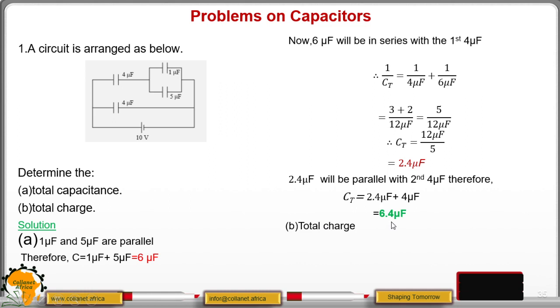Then after getting the total capacitance, we now need to get the total charge. And the charge is always given by CT multiplied by V. Our C is 6.4 times 10 to the power negative 6 farads. Then our V is 10 volts. You multiply and get 6.4 times 10 to the power negative 5 coulombs. That is the charge that is supplied to this network.